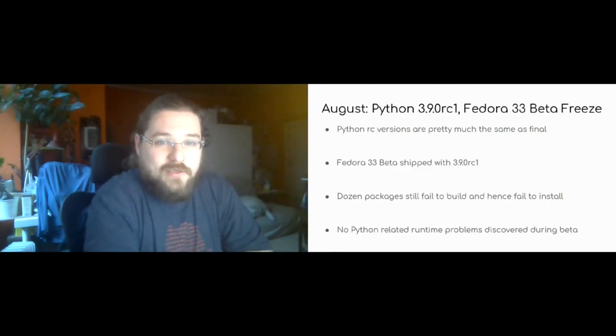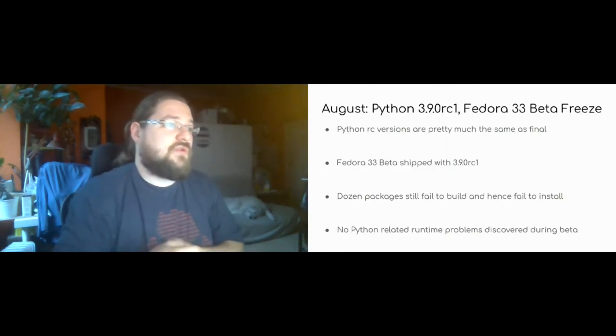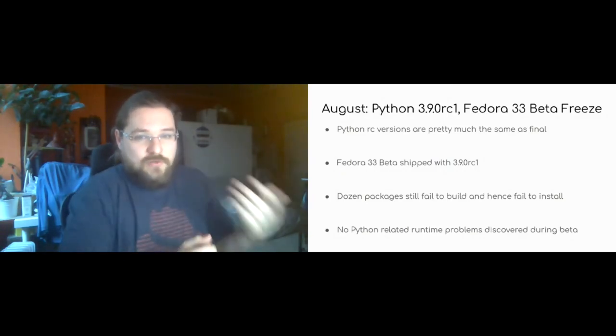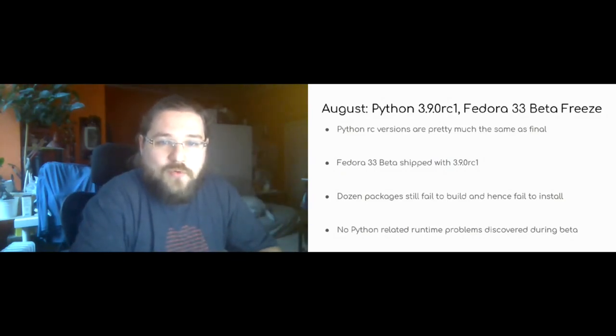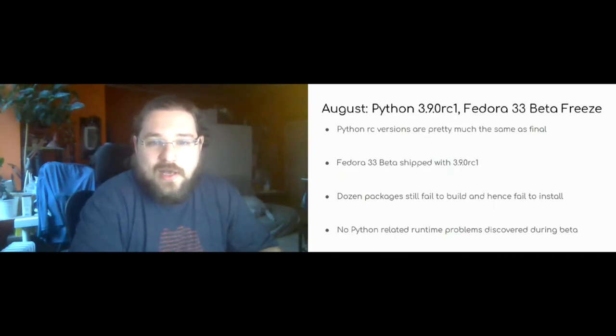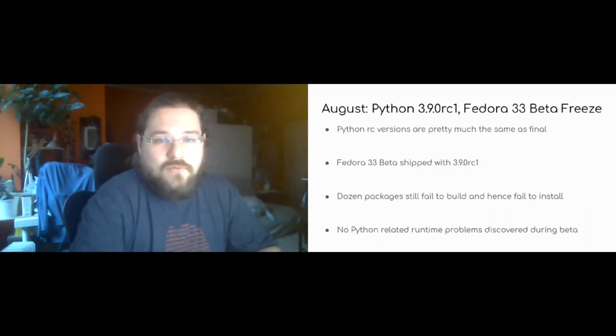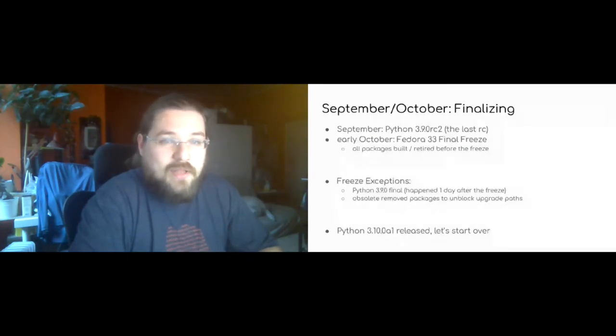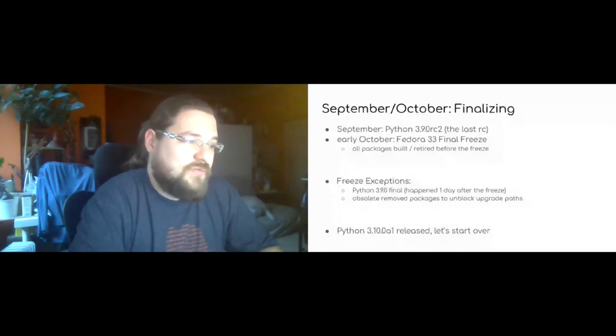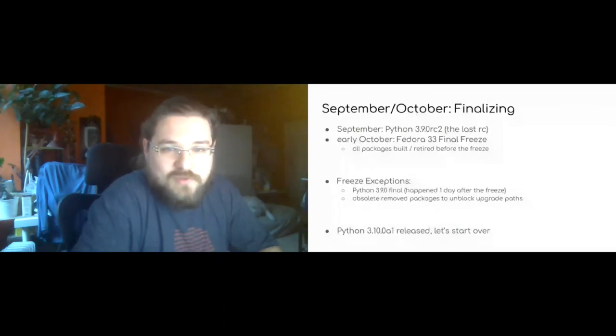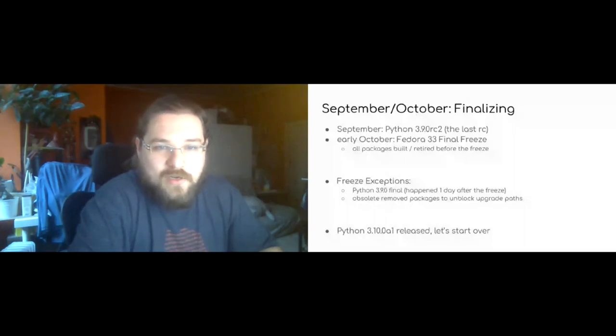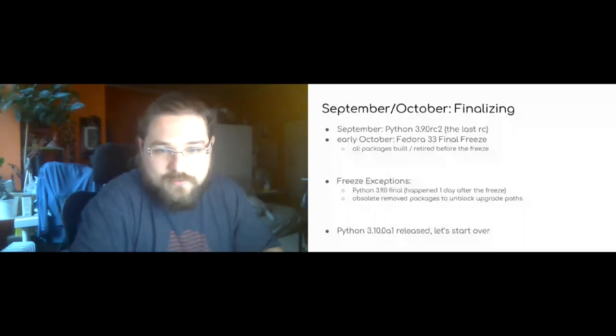And finally, with the final release in September, October, we updated to the second release candidate, and then we pushed the final release 1 day after the final freeze through a freeze exception. There were some packages that we needed to obsolete in order to unblock the upgrade path, which worked quite well. And most importantly, Python 3.10.0 Alpha 1 was released. So back at square one, and we are starting over for a new year. We will be doing this forever, I guess.